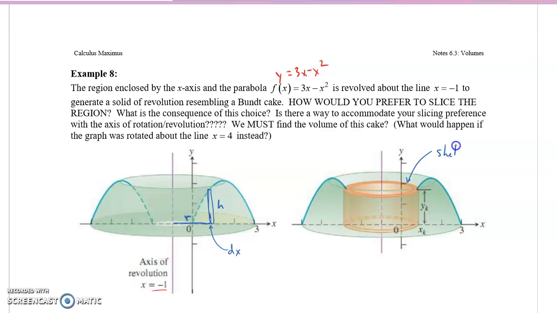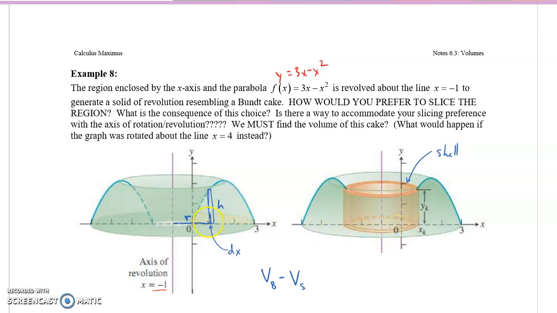So shells result when the cross-section is parallel to the axis of revolution. Remember we had perpendicular. Now we're going to have parallel. The shell method is when the cross-section is parallel to the axis of revolution. So we need to figure out the volume of the shell. Remember that the volume of a cylinder with a cylindrical hole is just the volume of the big cylinder minus the volume of the small cylinder. So if we can figure out the volume of that big cylinder and the volume of the small cylinder, we'll just subtract them.